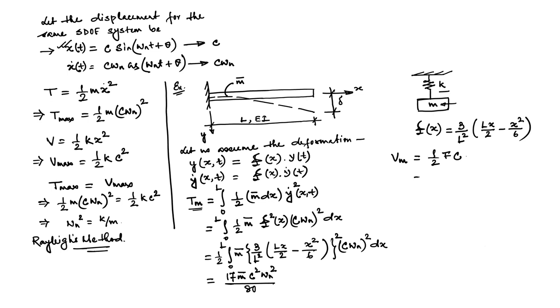So, that is the expression. And then we already know that delta is equal to C is equal to F L cube divided by 3 E I, right. That comes from our static analysis, which all of you know from your undergrad structural analysis. So, in place of F, what we can put is 3 E I times C divided by L cube, so we get 3 E I C square divided by L cube. So, we have the maximum value of potential energy and kinetic energy. Obviously, our next task is to equate these two. So, we have Tm is equal to Vm, and if we do that, what we have here is 17 m bar C square omega n square divided by 80.